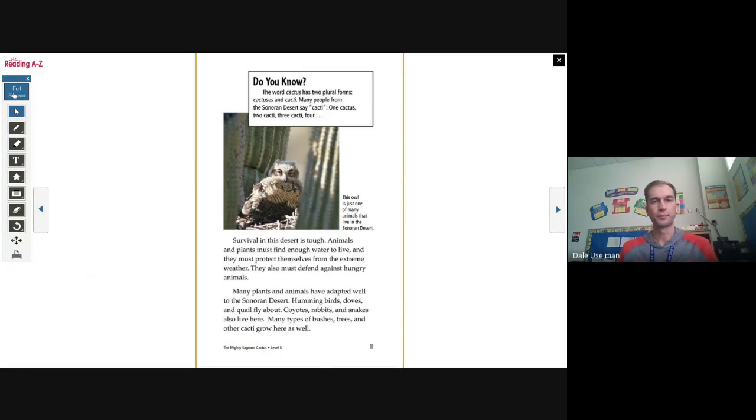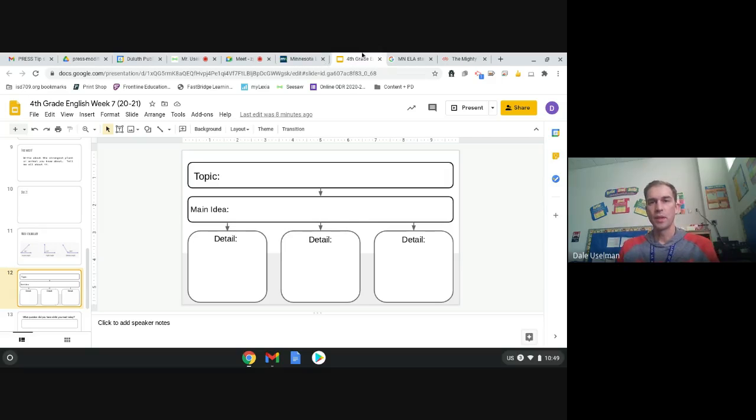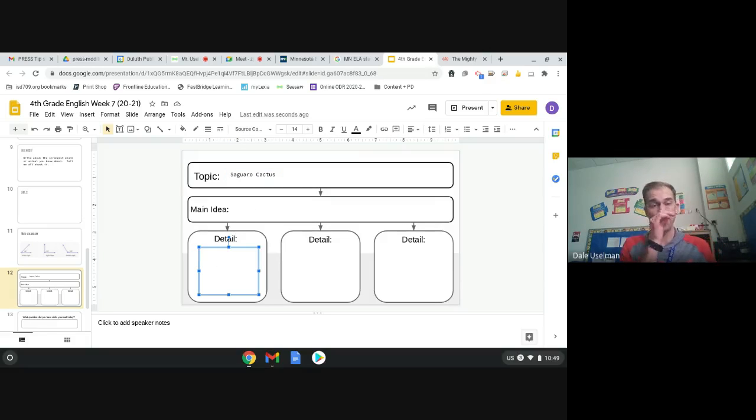All right. So if I go back and I think about the main idea here, and I fill in the topic first, what is the one thing that this whole section is talking about? The one thing. Yep, the saguaro cactus. So I know that the word saguaro cactus is going to be in my main idea sentence. Before we get to the main idea sentence, let's think about some of the details that were in the book.